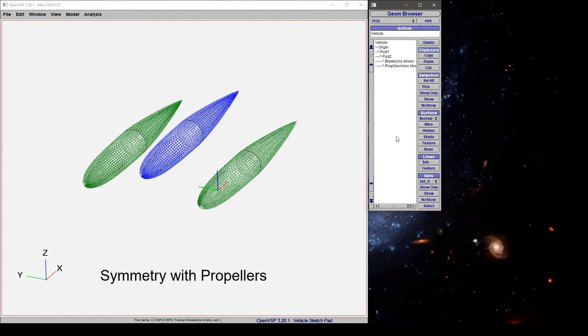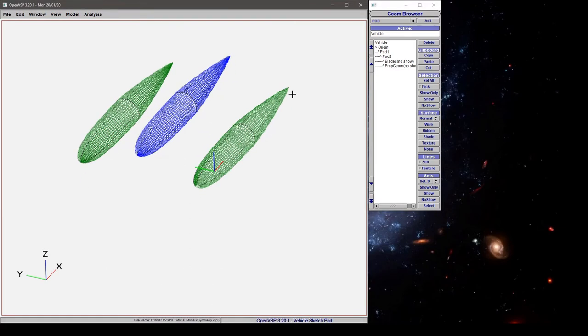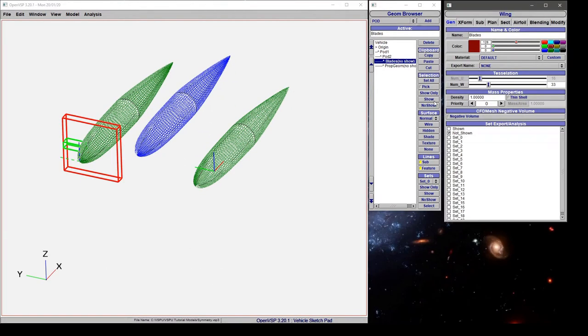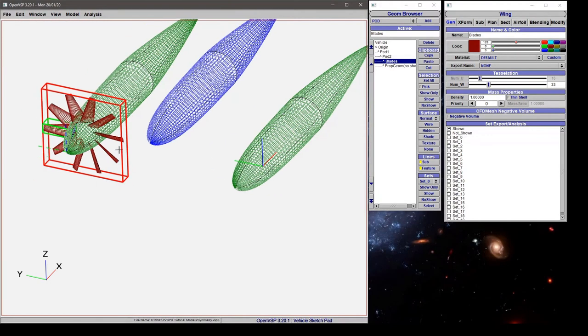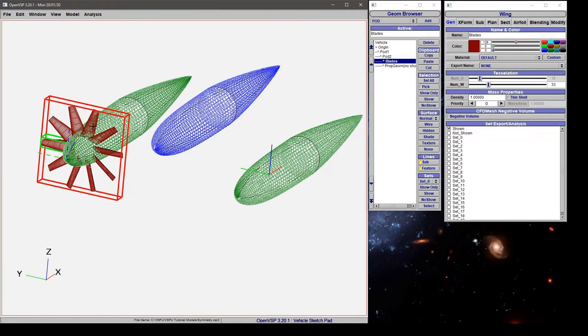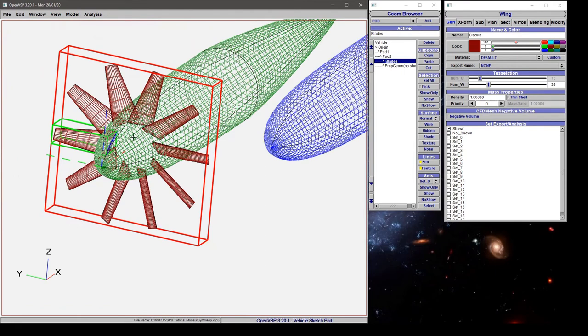Now, I've gone ahead and reset the model, and I want to show you one more thing that you can do in VSP with symmetry. It might be that you would like to set, say, some propeller blades on a pod or a nacelle and have those reflected symmetrically about the x-axis so that you get something kind of resembling a fan.